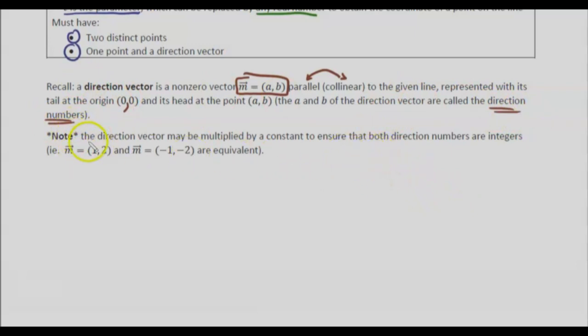And then a note: the direction vector may be multiplied by a constant, right? That's going to be our parameter, to ensure that both direction numbers are integers.